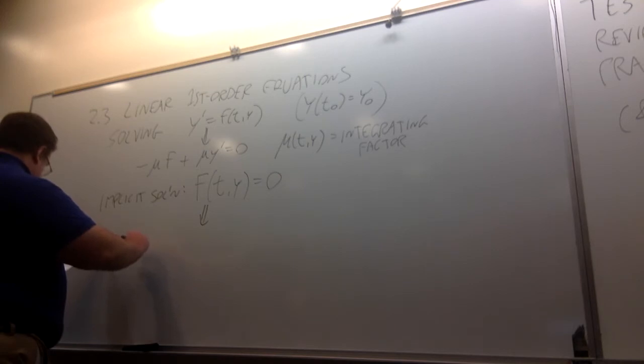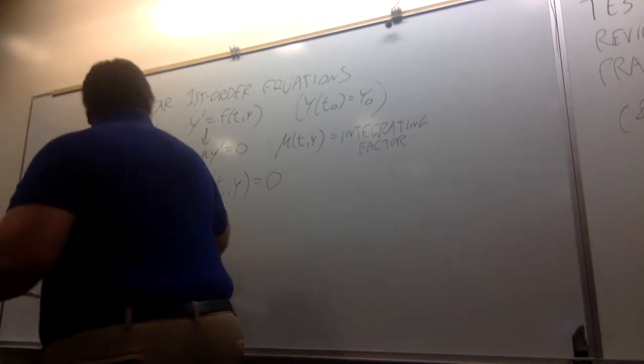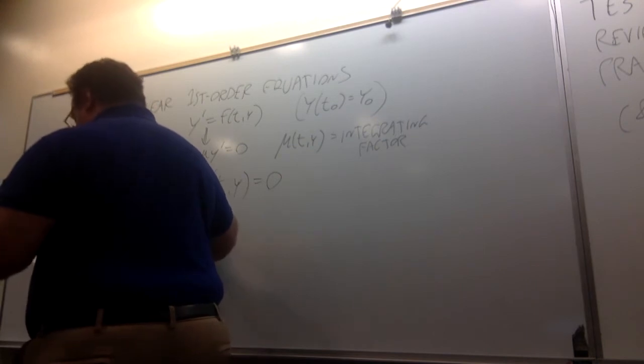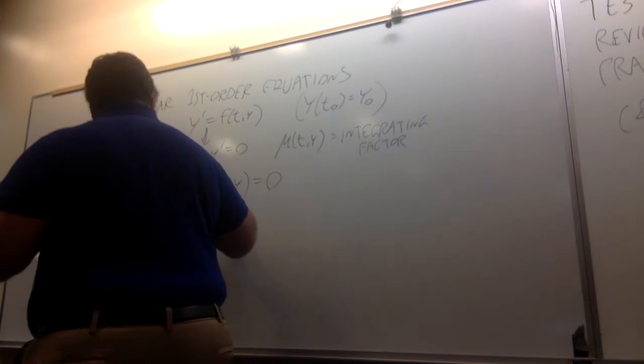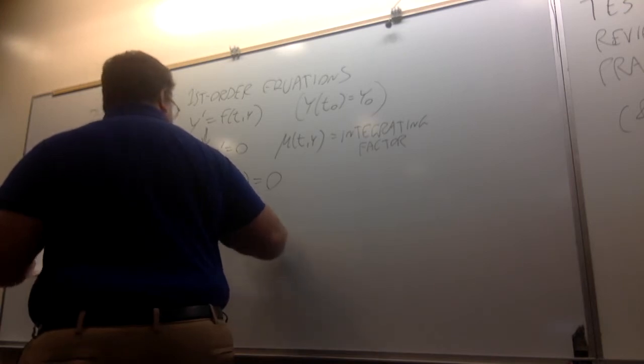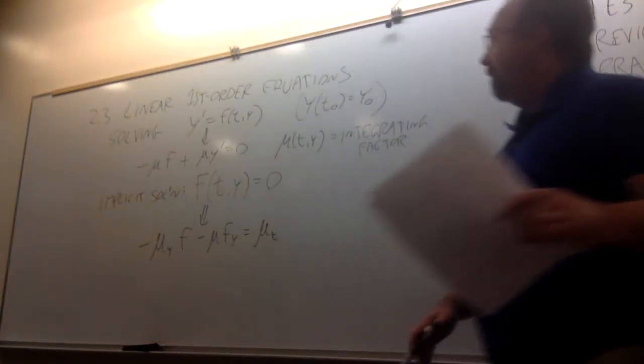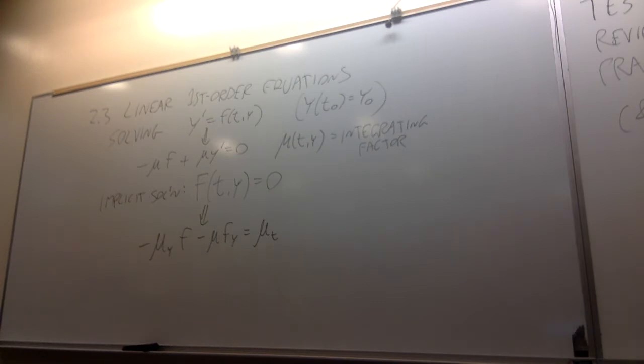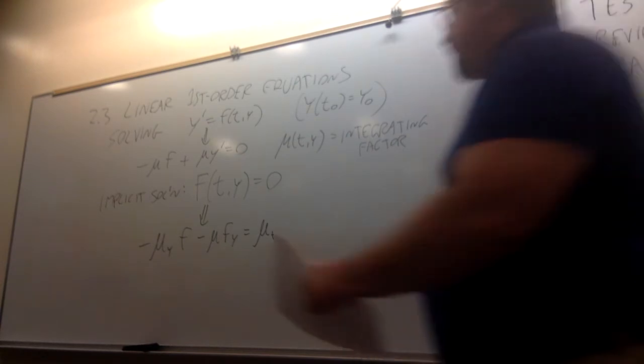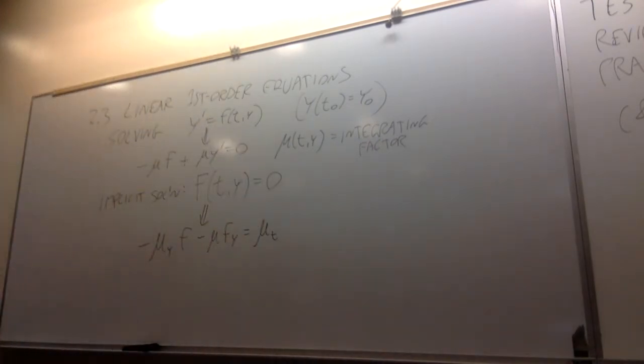That minus d mu dy times f minus mu df dy is equal to d mu dt. So this is, so far I'm not talking about any specific type of first order equation, it is any first order equation. And to contrast what we're doing today with what was done last time.